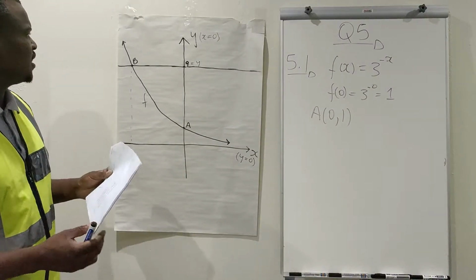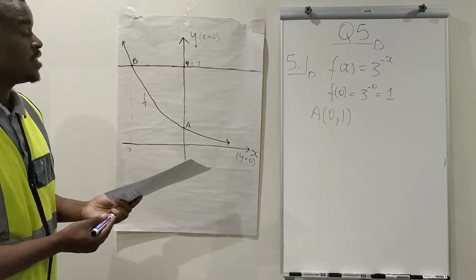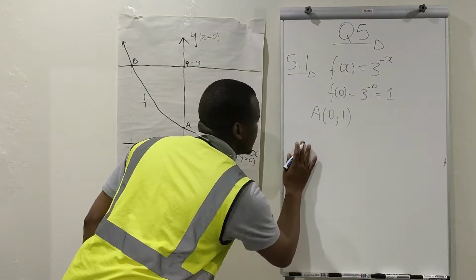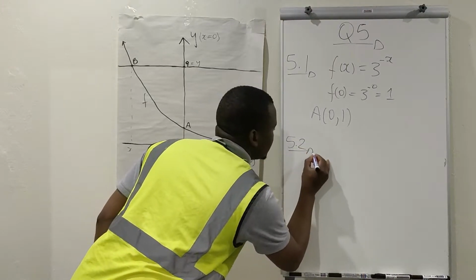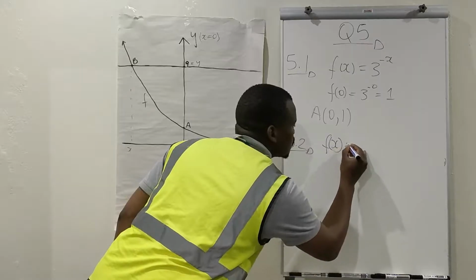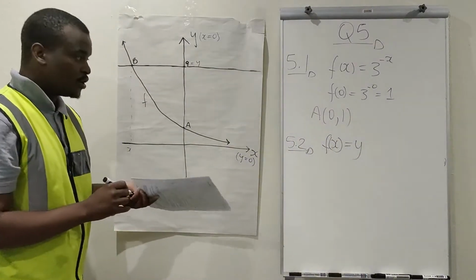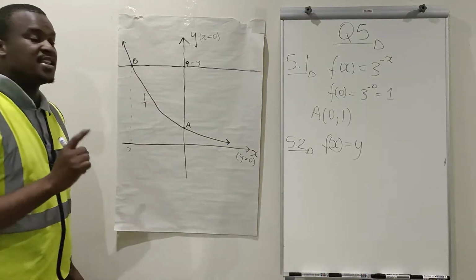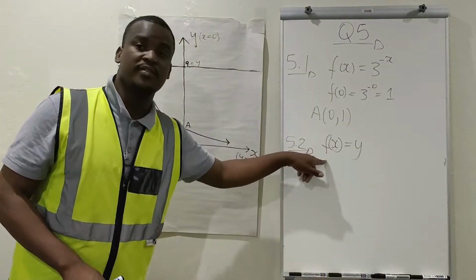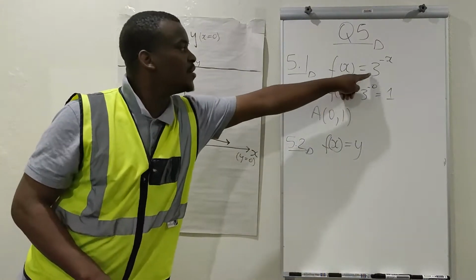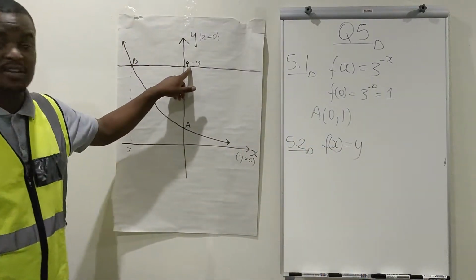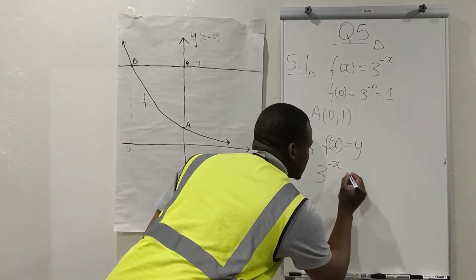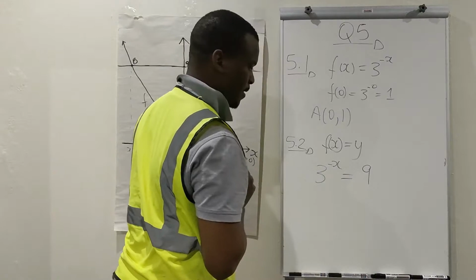And then what do you do? You say, okay, at the point of intersection your functions are equal, so f(x) is equal to y. These are the two functions that you have. You have f here, you have y there. They meet at that point, which means their y values are equal. That's why we're equating the y values. The y value of f is defined by that, and the y value of the line is defined by 9. So you say 3 raised to negative x is equal to 9, right?